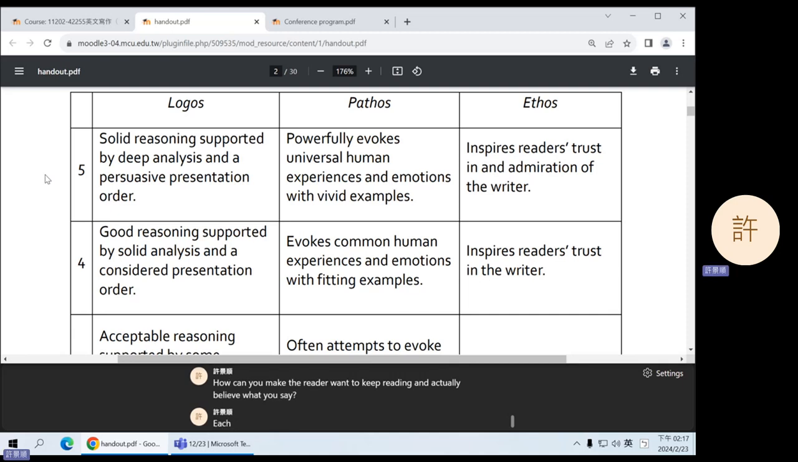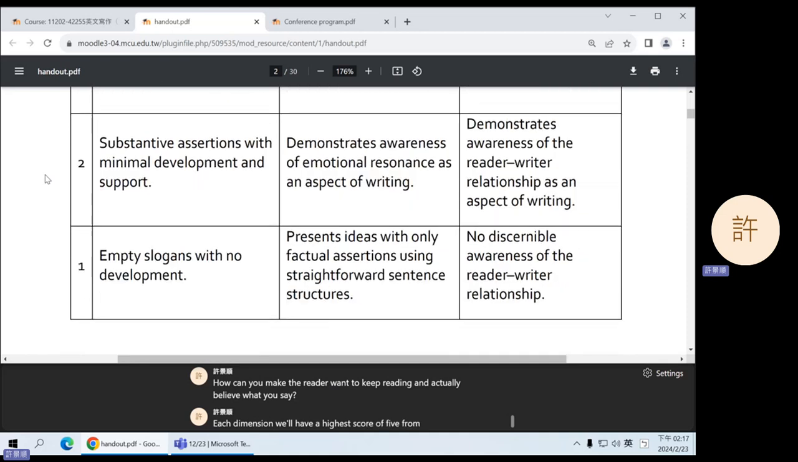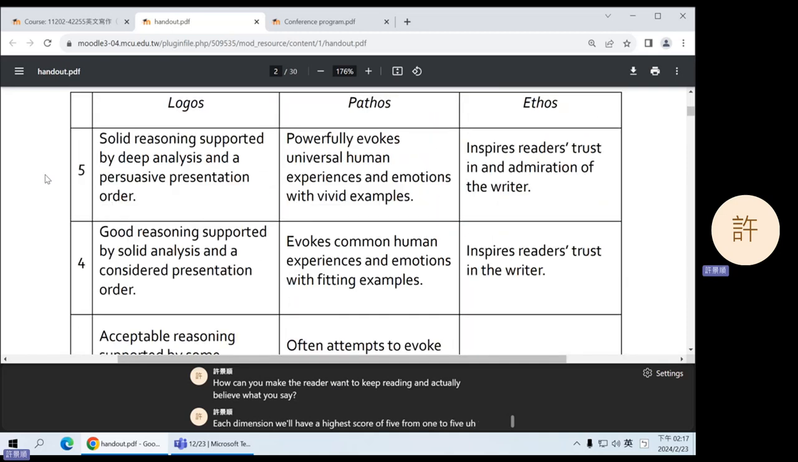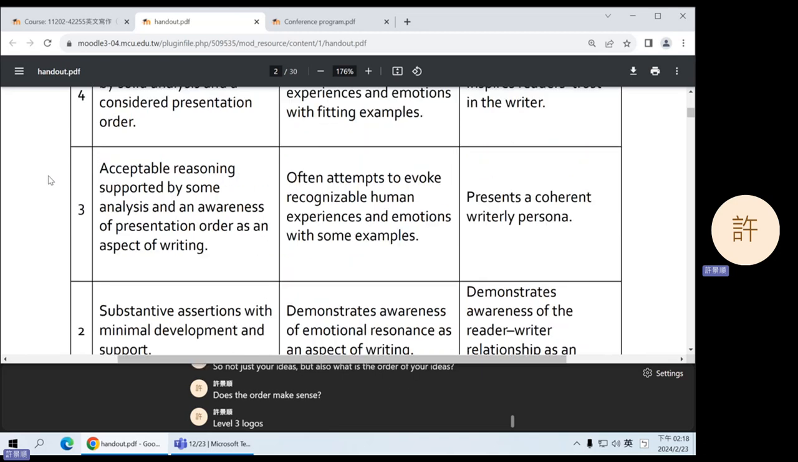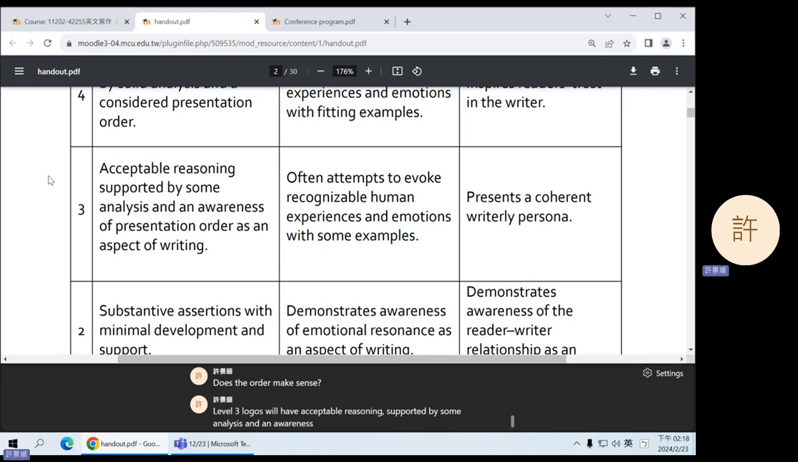Each dimension will have a highest score of 5, from 1 to 5. So for example, logos, the best essay will have solid reasoning supported by deep analysis and a persuasive presentation order. So not just your ideas, but also what is the order of your ideas? Does the order make sense? Level 3, logos will have acceptable reasoning supported by some analysis and an awareness of presentation order as an aspect of writing. What does awareness mean?